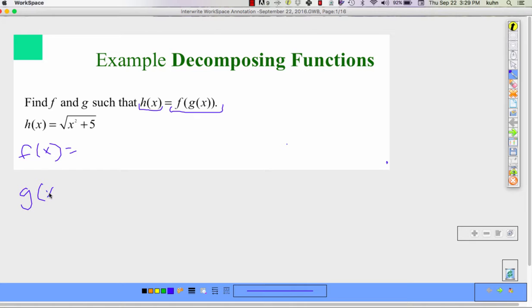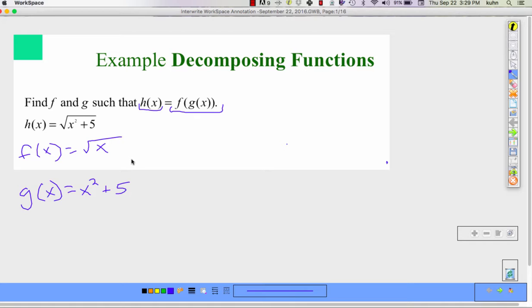I kind of like to work it backwards. I like to think about what was put in, and I like to think about where was it put. So for example, you could say that g of x is the x squared plus 5. It's what's underneath the square root. And then if we were going to put this function into the f function and replace all the x's with that, then the f function would be the square root of x.